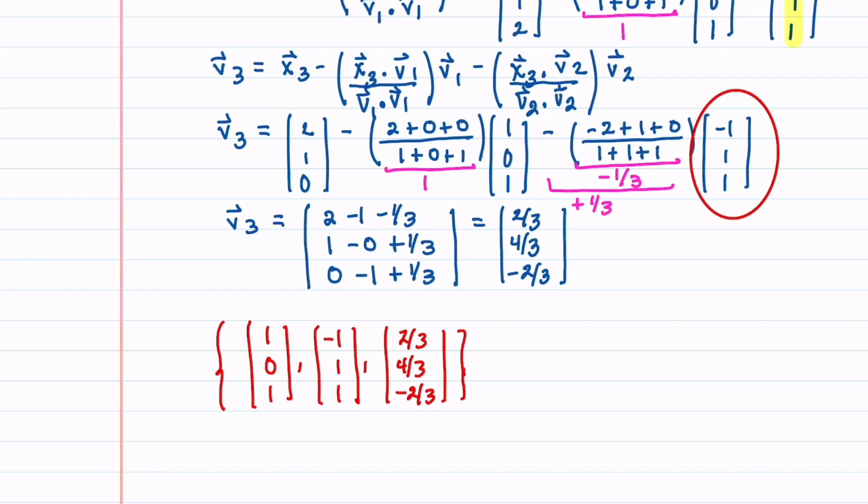One thing that's really nice when you use the Gram-Schmidt algorithm is that you can check your work. All you have to do is look at these vectors and double check that they are all orthogonal to each other.